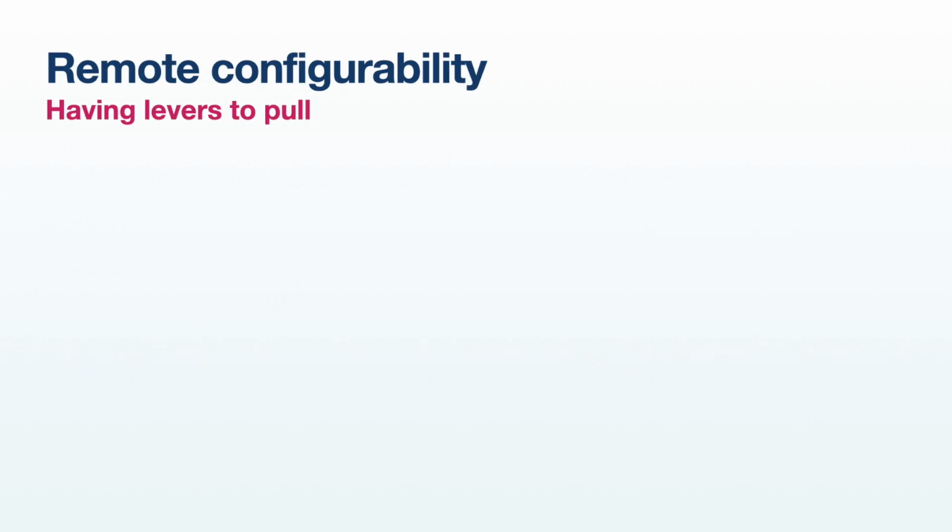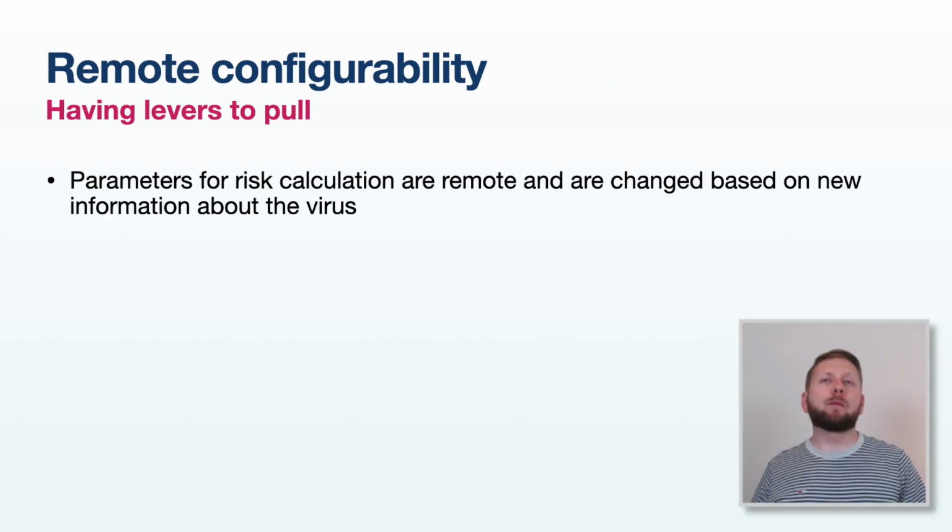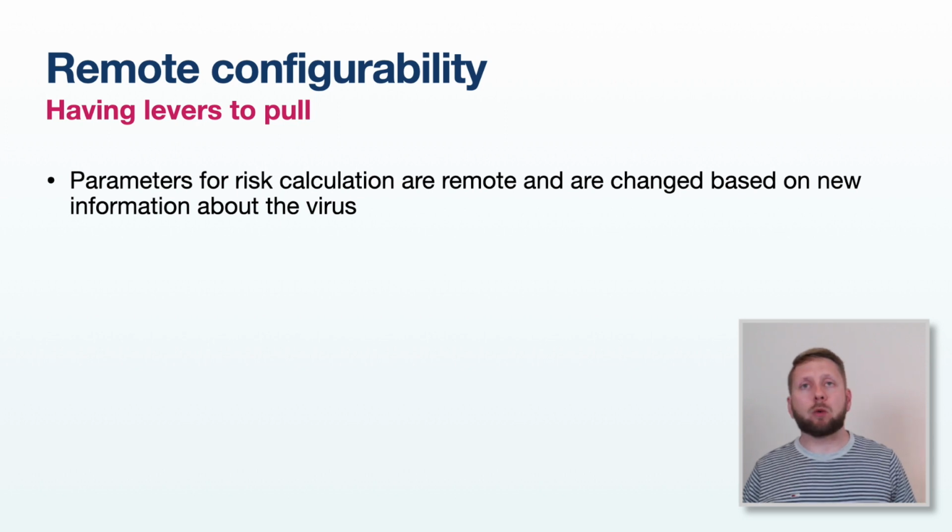Another way we stayed agile is by remote configurability. So with these apps in the wild, we wanted to have some kind of levers to pull, because we didn't have a lot of control over how many people use the app, but we wanted to have some control over the version of the app that was installed and how the app functions. How the app functions depends for a large part on these parameters for risk calculations. These are the parameters that we use to determine whether a 1.5 meter distance is risky or not, or whether 2 meters is risky.